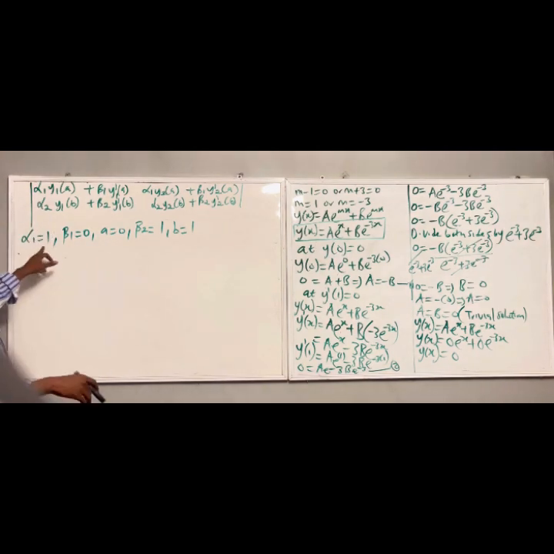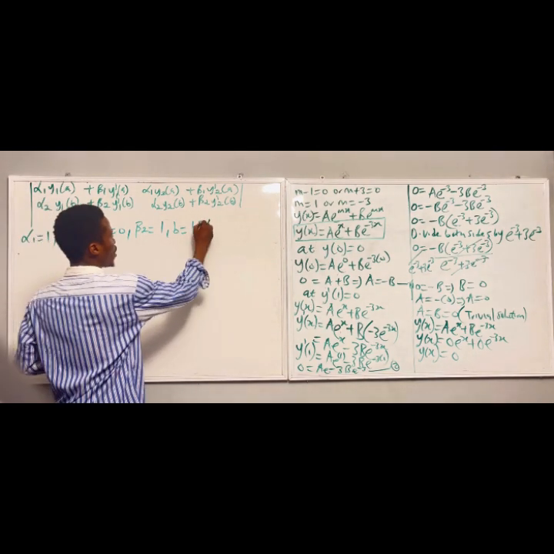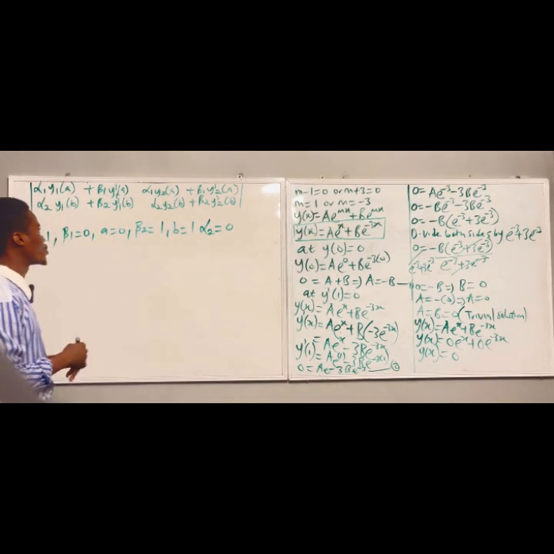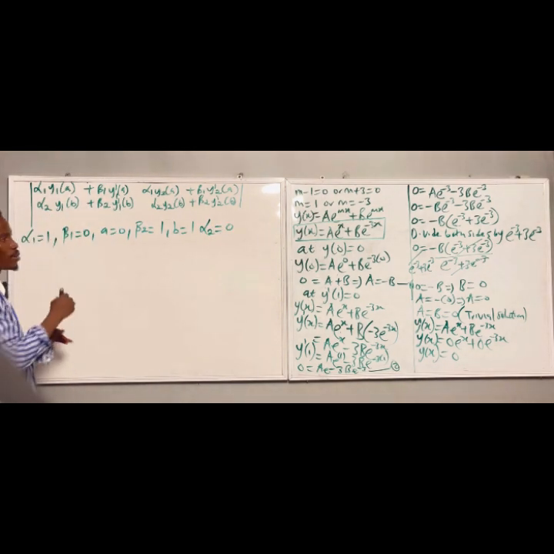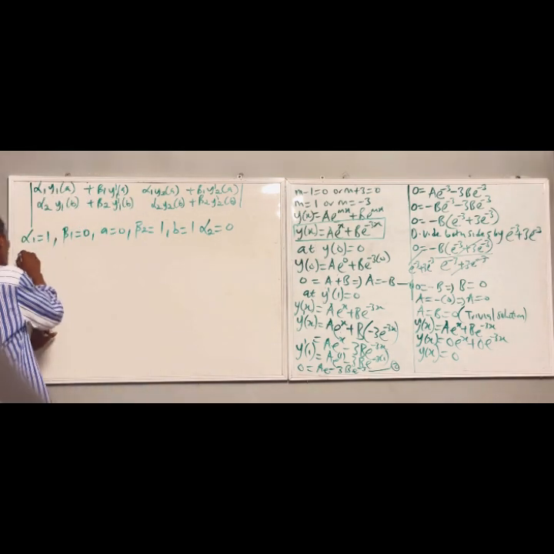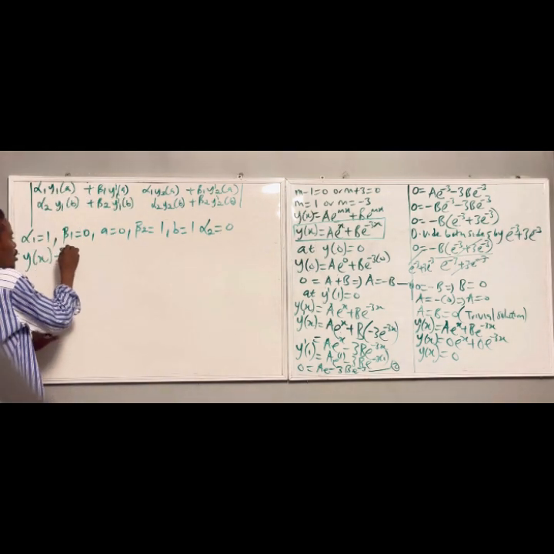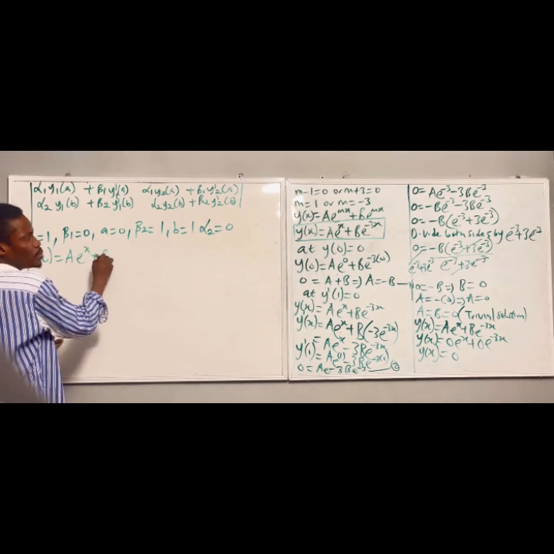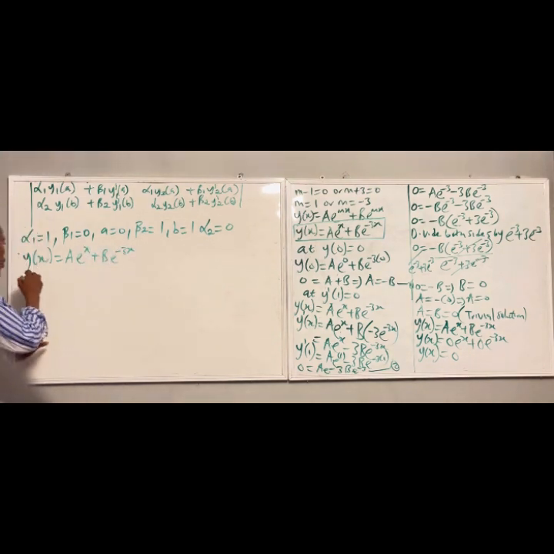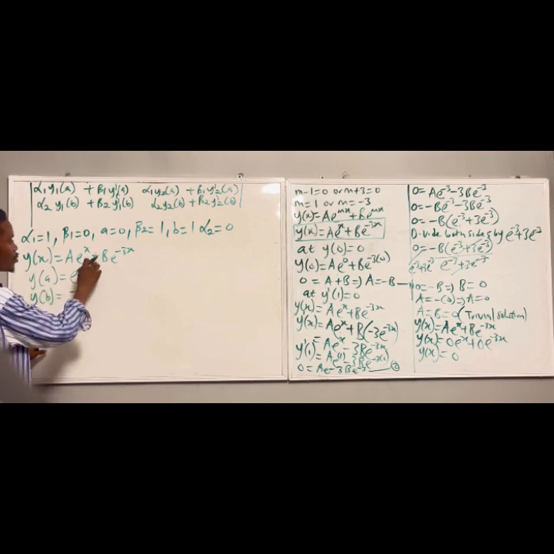And also we have alpha 1, we don't have beta 2. Alpha 2, we don't have it. Alpha 2 is also 0. So here we have y of x. Our general solution is y of x is what? A e^x plus b e^(-3x). So our y2 of a will now be e^x, then y2 of b will now be e^(-3x).